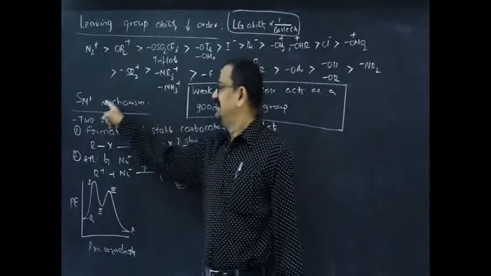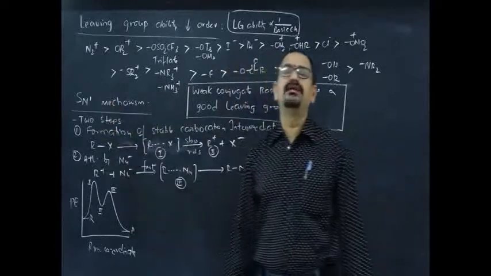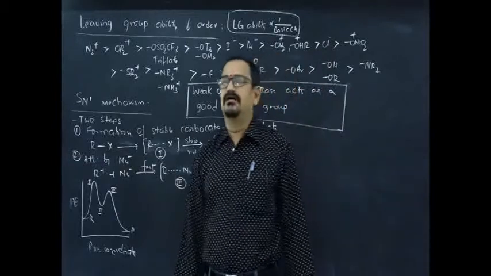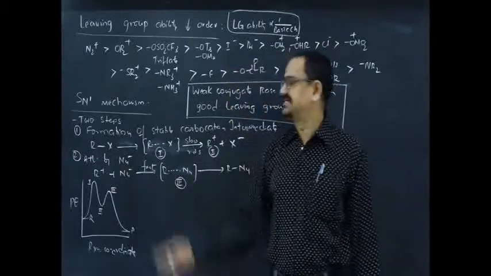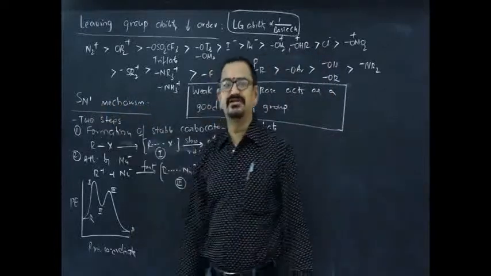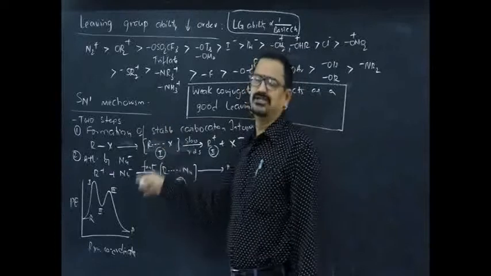SN1 mechanism is nucleophilic substitution unimolecular, which means the rate of this reaction depends on the concentration of only the substrate. That is why it is a first order reaction. So, that one corresponds to unimolecular and first order also. It takes place in two steps as usual.